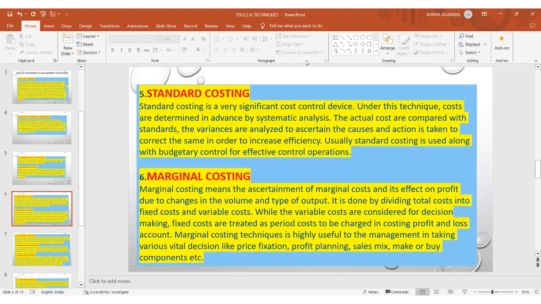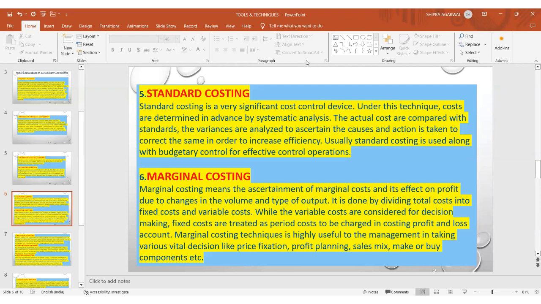Then we have standard costing. Now see, standard costing is very, very significant for cost control. Under standard costing, first of all, we determine the cost: this is the standard cost, what the cost should be, the most ideal situation. Then your actual working of the cost is compared with the standards. Then we locate the variances, and then these variances are analyzed. Because until and unless you know the root cause of the variance, you will not be able to rectify it, right?